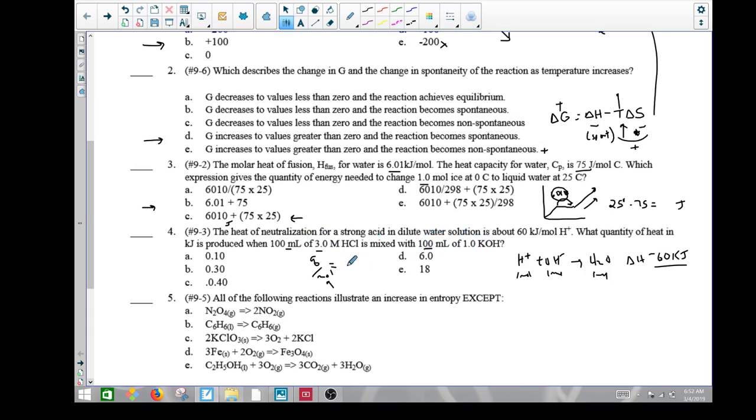So my moles is actually 0.1 moles. And my Q, because I'm using 0.1 mole, I'm only going to get 1/10 of that energy. 0.1 mole only gives me 6 kilojoules of energy, and that's my answer.